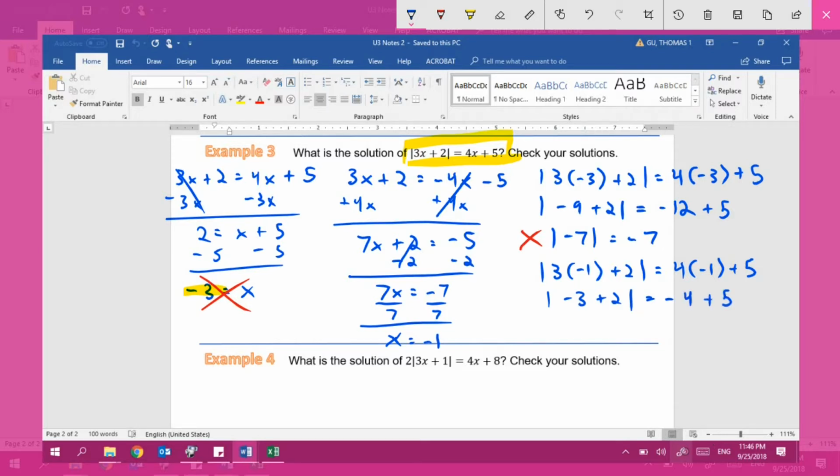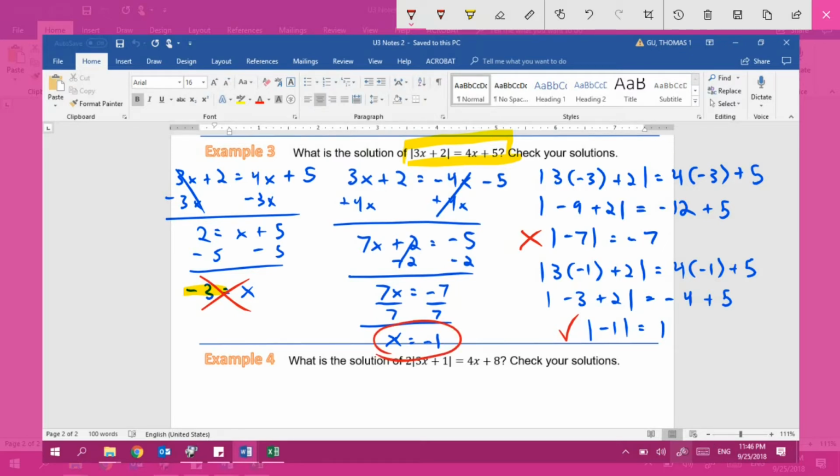All right, what is negative 3 plus 2? That's going to be negative 1. So the absolute value of negative 1 equals, and what is negative 4 plus 5? That's positive 1. So does the absolute value of negative 1 equal positive 1? Yes, it does. So our answer here is x equals negative 1.